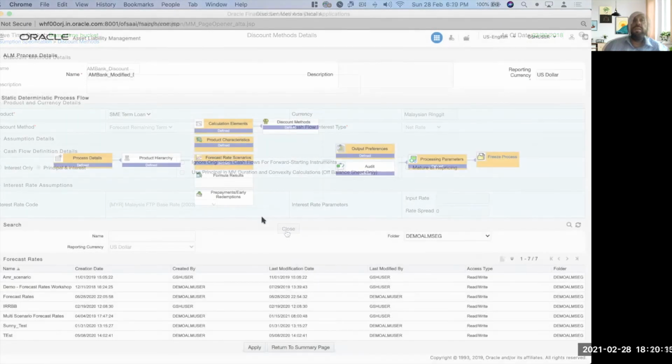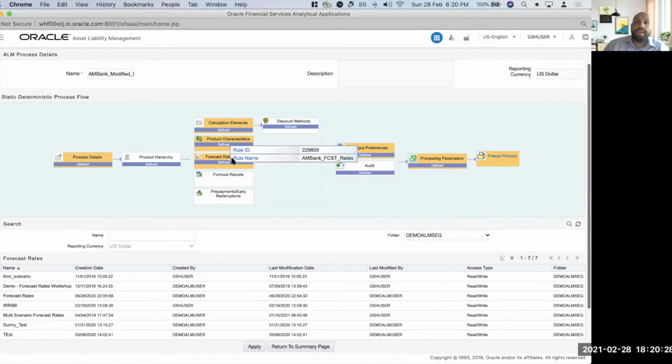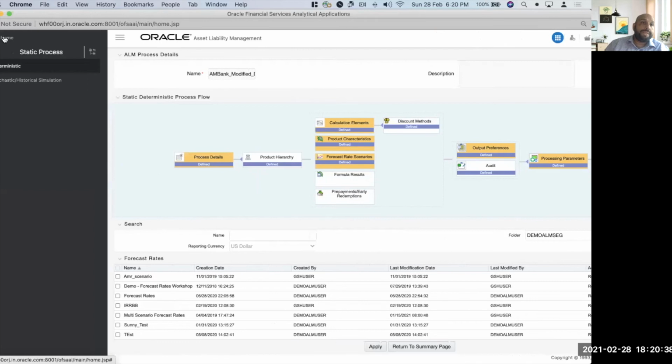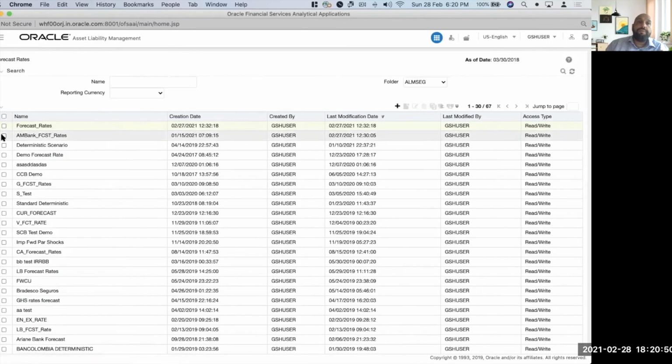to today's value. Now, in order to determine the market value, which is based on the flat scenario, 1 basis point up and 1 basis point down, you need to use something called forecast rate scenarios. So in this case, if you hover over this, you would see that we're using AMBank forecast rates. Now, in order to find out more details about the AMBank forecast rates, what you can do is you can simply move into the area of the application where it says assumption specification and click on forecast rates. And you would see that there is AMBank forecast rates here.